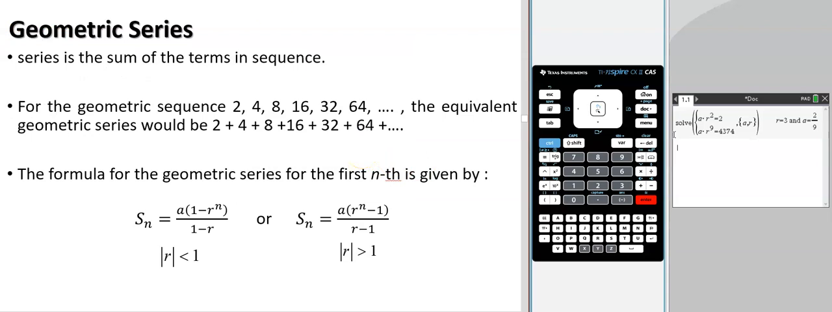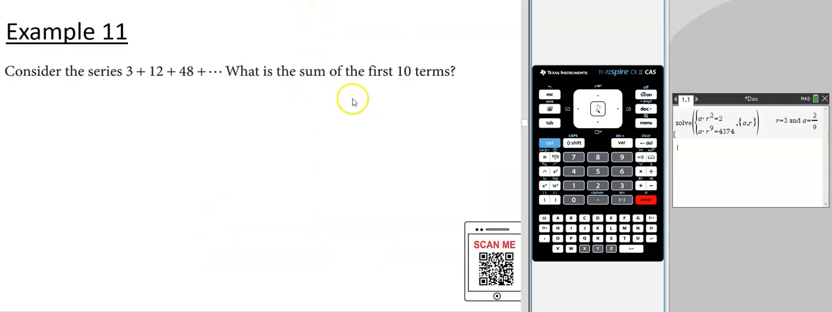So series is the same as the arithmetic series. You have a plus sign instead of the comma over here. So the formula for the geometric series for the first n terms is given. So you have two summation formulas. I want to change a little bit over here, this one is when your r is less than 1. This one is when your r is greater than 1. Okay, so when r is less than 1, this is the formula you're going to use. But when your r is greater than 1, this is the formula you are going to use. Okay, clear here? So let's move on to the questions.